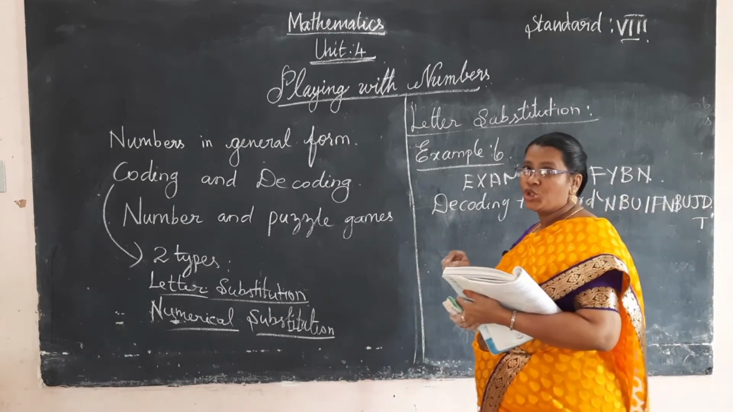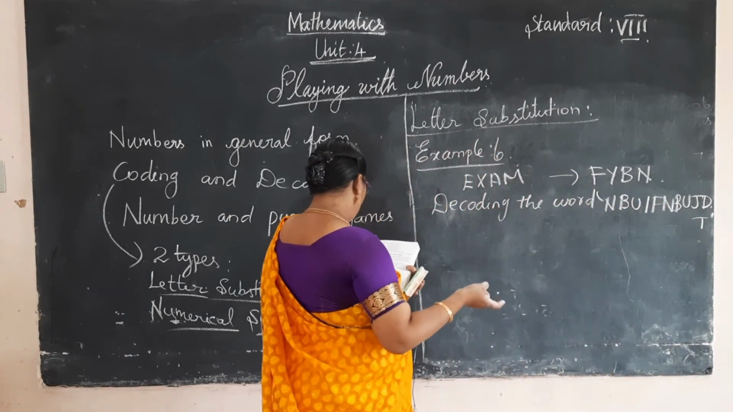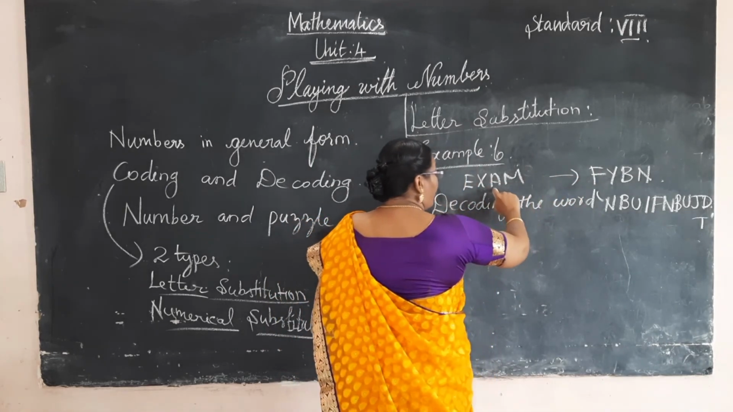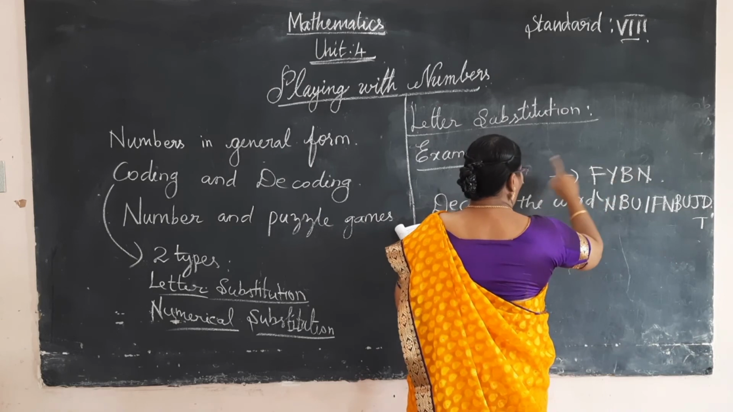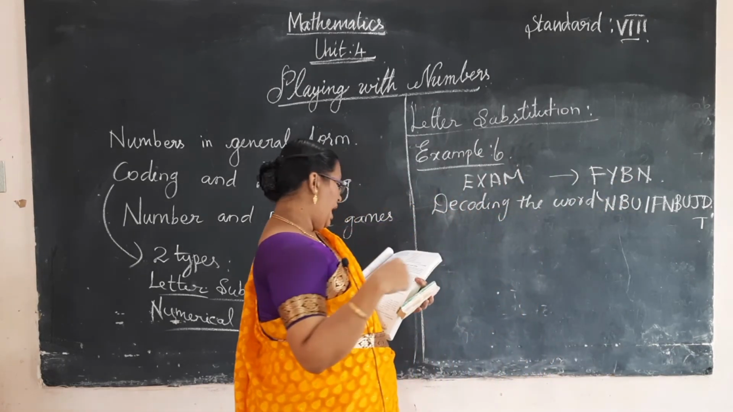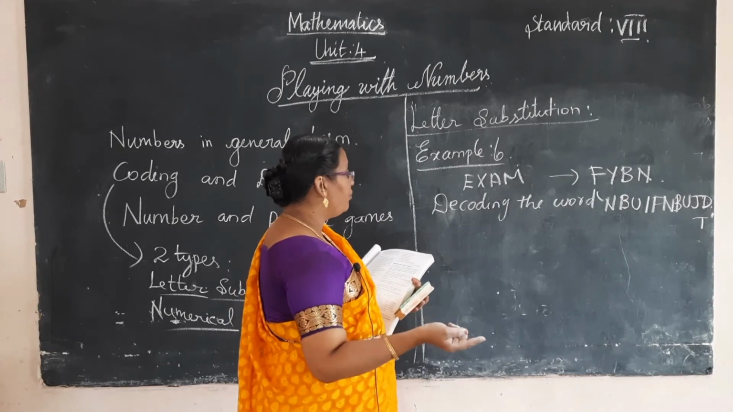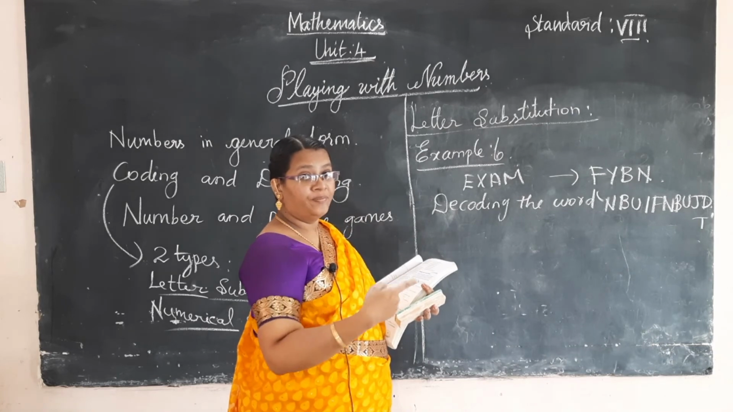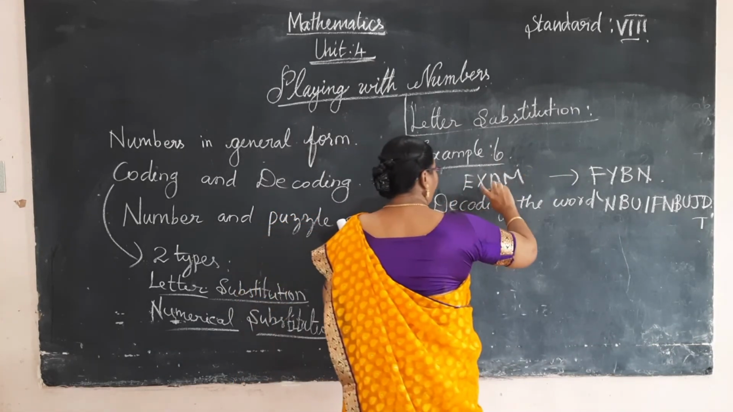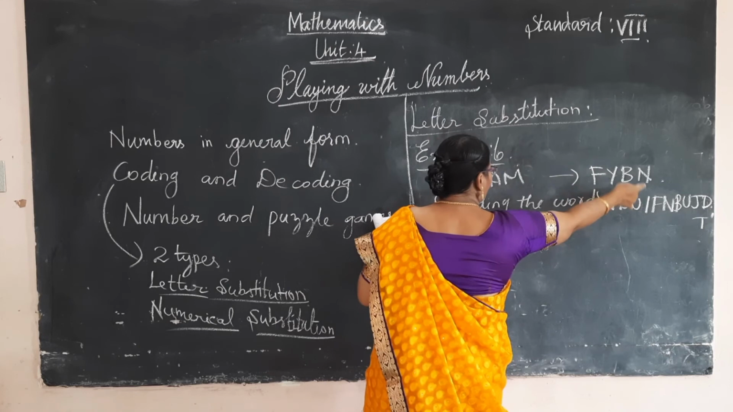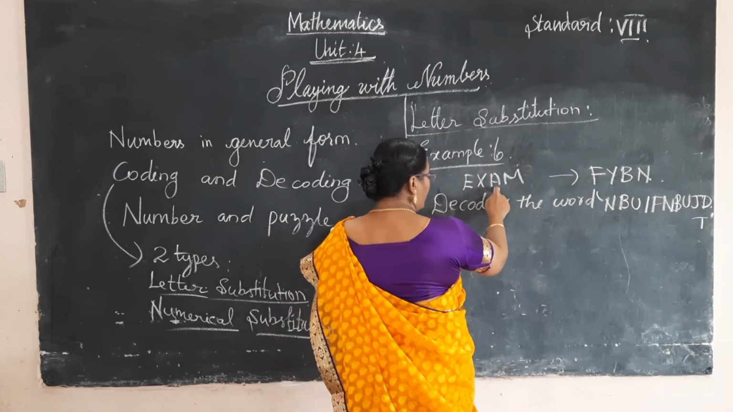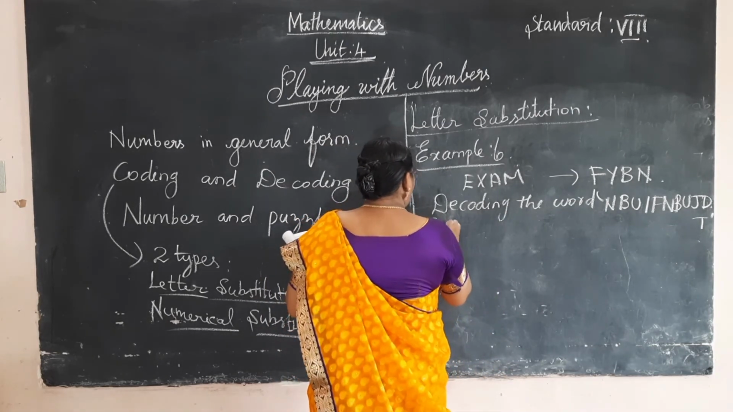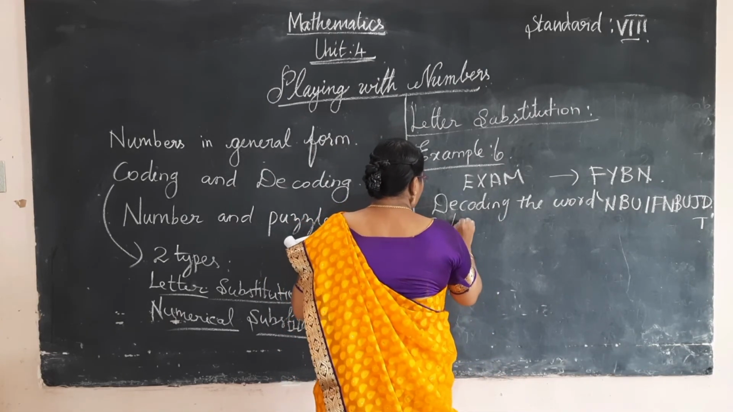That is, each letter is replaced by the next letter. E after F, X after Y, B after A, M after N. So E has been replaced by F, X is replaced by Y. We have considered the next letter is given. So using the same coding, we find the decoding of the given letters.